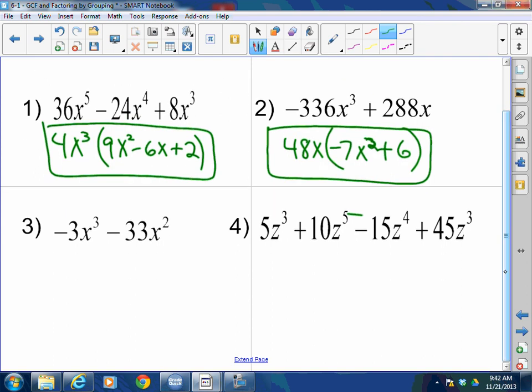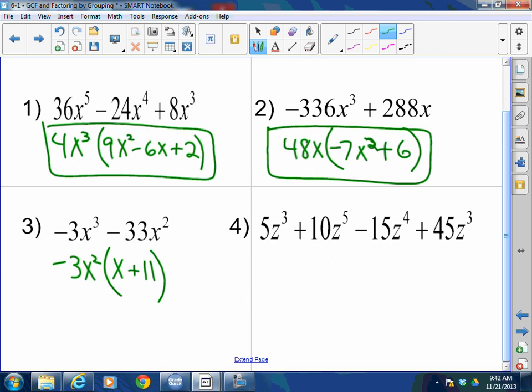Okay, let's move on. Now, what can I take out of here? Negative 3x squared. Absolutely. Giving me x plus 11. Very good.